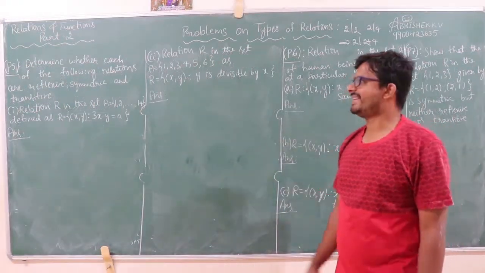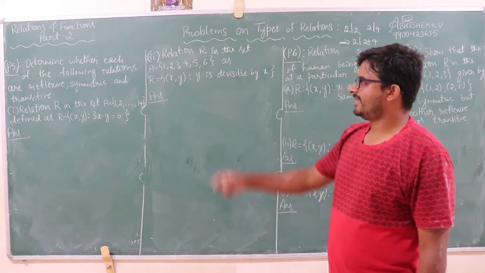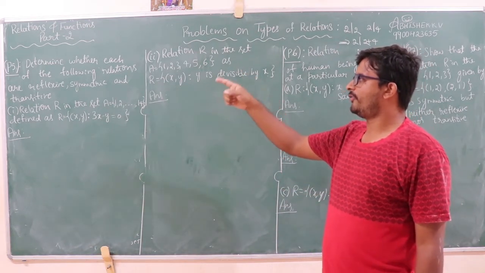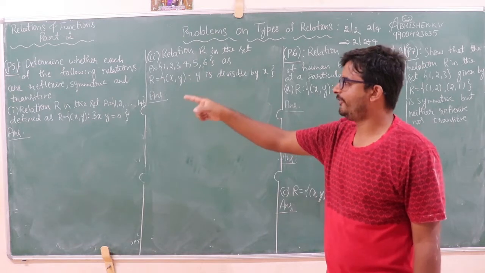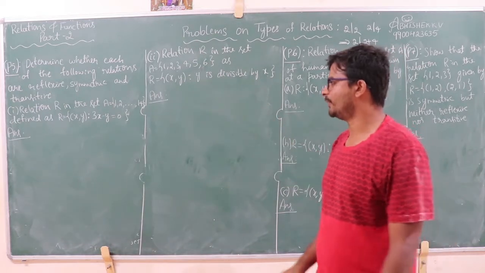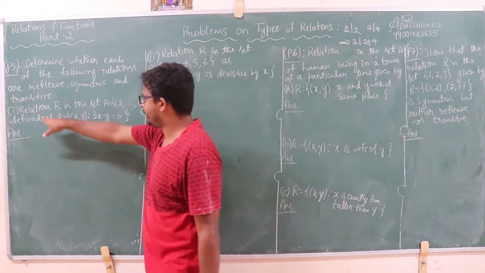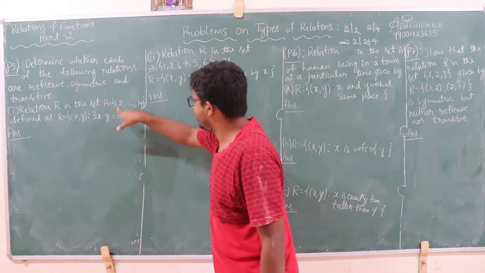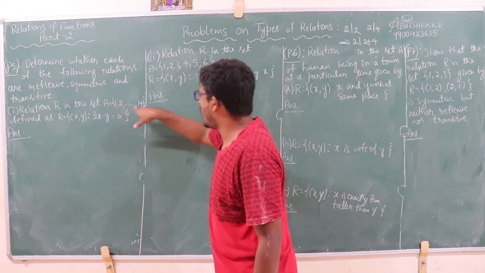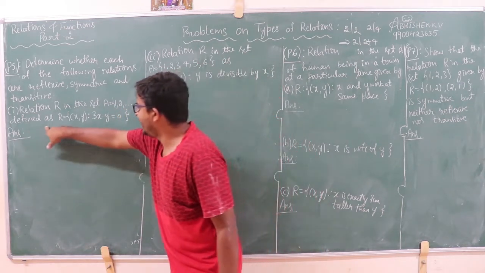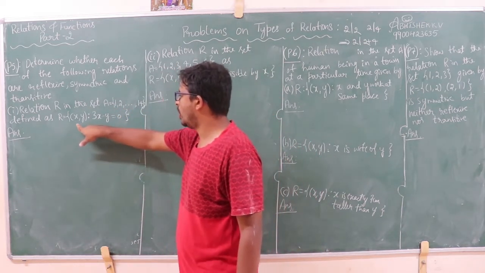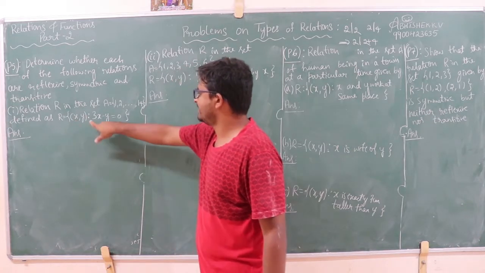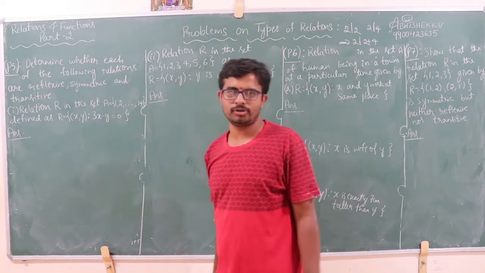Yes, look at the next type of problems, that is, determine whether each of the following relations are reflexive, symmetric and transitive. Here, the first sub-question is relation R in the set A. Set A contains elements 1, 2 up to 40, defined as the relation R equal to the ordered pair (x, y) such that 3x minus y is equal to 0.